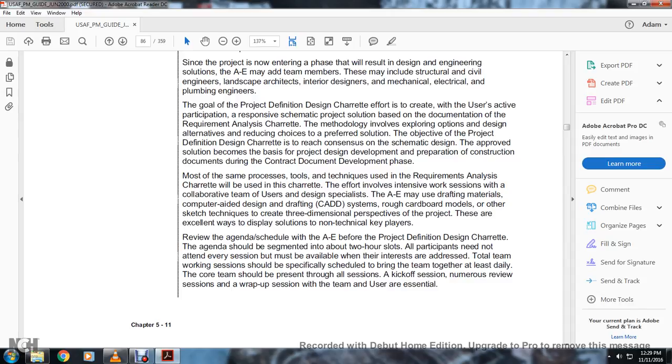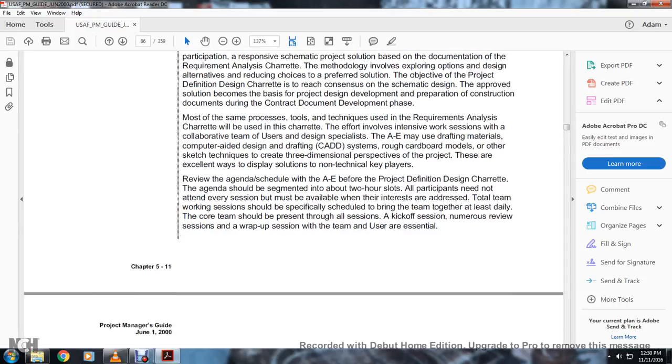The agenda should be segmented into about 2-hour slots. The participants need not attend every session, but should be available for the issues to be addressed. The total team working session should be specifically scheduled to bring the team together at least daily. The core team should be present throughout the session, including the kickoff sessions, numerous reviews, and warm-up sessions with the team and user, which are essential.